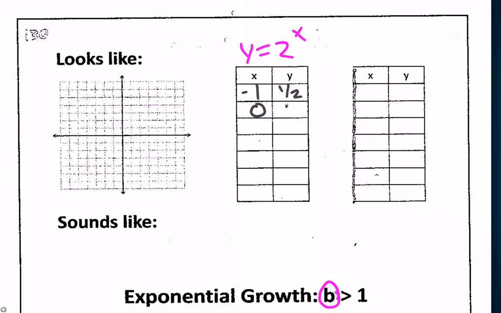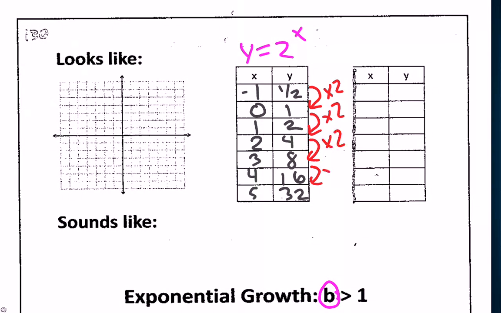2 to the 0, anything to the 0 power is 1. Anything to the first power is just itself. 2 squared means 2 times 2, which is 4. 2 cubed means 2 times 2 times 2, which is 8. And then I'm going to multiply that by 2, and multiply that by 2. So if I look at my change in y, what is happening every time to get from one y to the next is not like I'm adding something the same every time like it was with a line. I'm multiplying by the same thing every time.